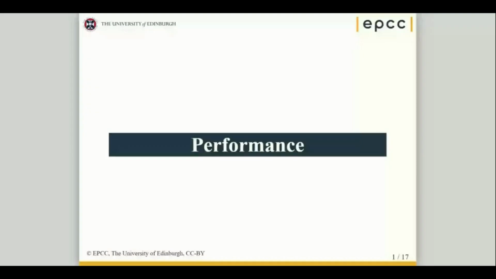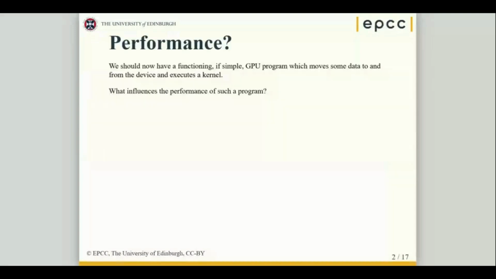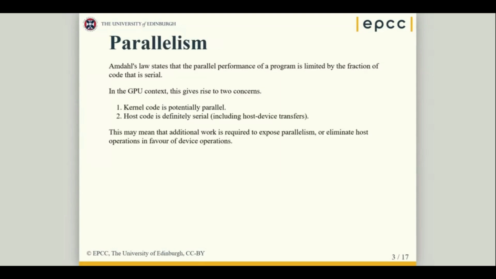If we start trying to get performance out of these systems, what do we need to do in order to maximize performance? Then we're going to look at a more complex example. We now have a very simple GPU program, which moves data from the host to the device, the GPU, executes a kernel on that data, and then moves the result back to the host. In a simple case, we're just checking it. It's very simple doubling. We can run it on both host and device and compare the result.